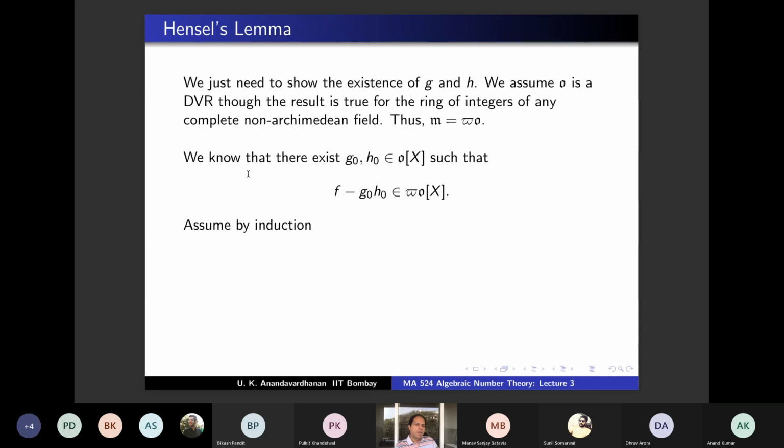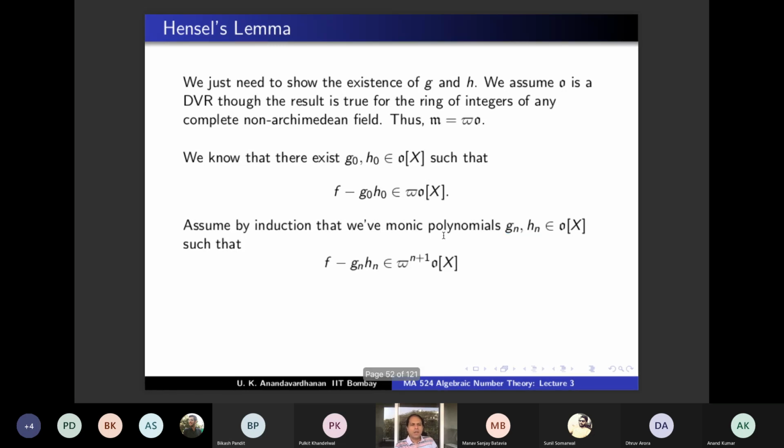Assume by induction that we have monic polynomials gn and hn in OX such that f minus gn hn is in pi power n plus 1 OX. So this is what is given to you: F minus g naught h naught is in pi OX, and this is the induction hypothesis. For n equal to 0, it's already given to you.